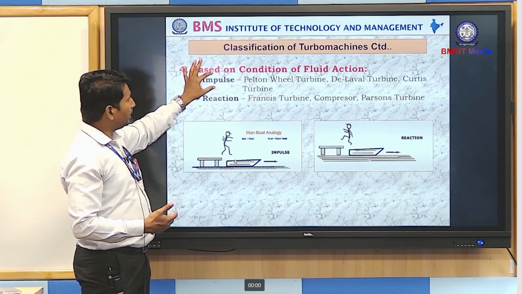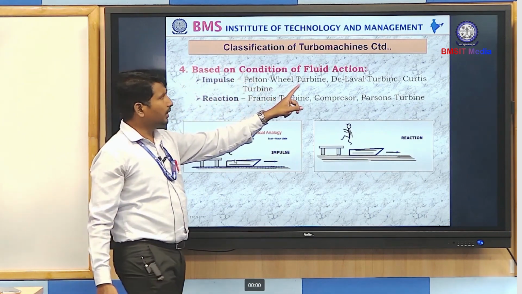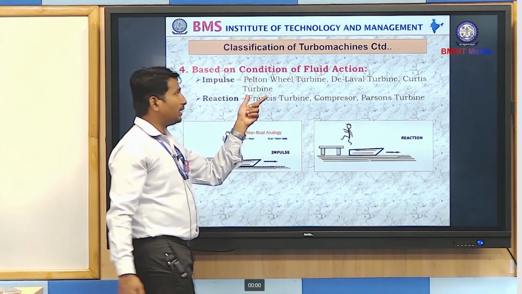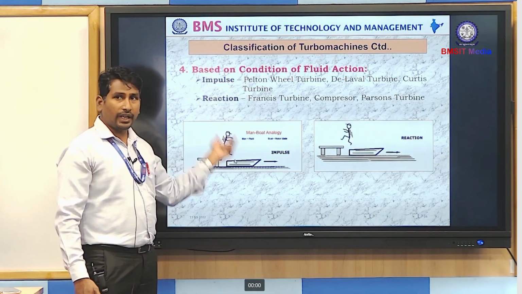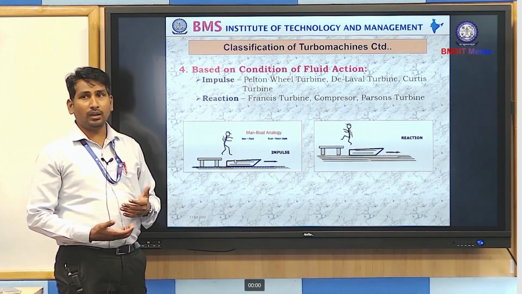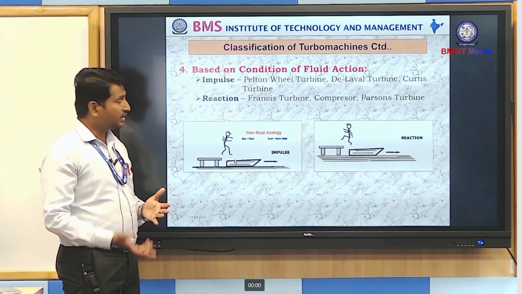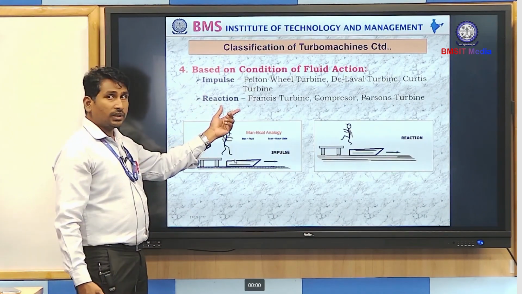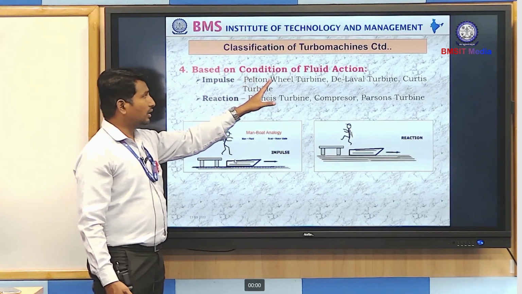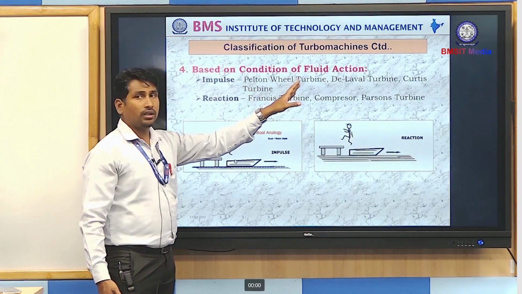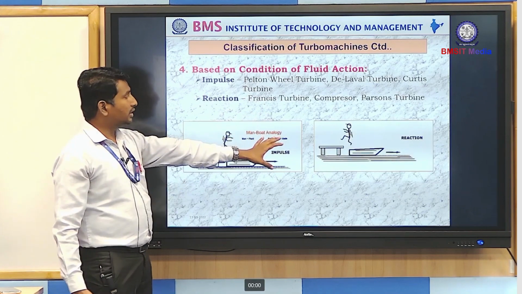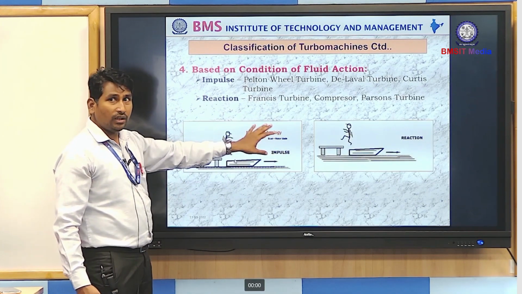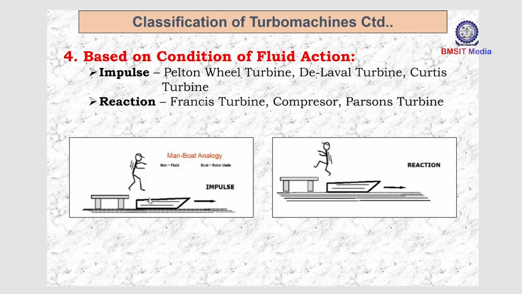The best examples for the impulse turbine are Pelton wheel, De Laval turbine, Curtis turbine. These three are the best examples of impulse turbines. And for the reaction turbine, Francis turbine, compressor, Parsons turbine are the best examples. We will study in detail the working principle of Pelton, De Laval, Curtis, everything in further classes. Okay. This is the best analogy to explain the reaction force and the impulse force. Thank you.